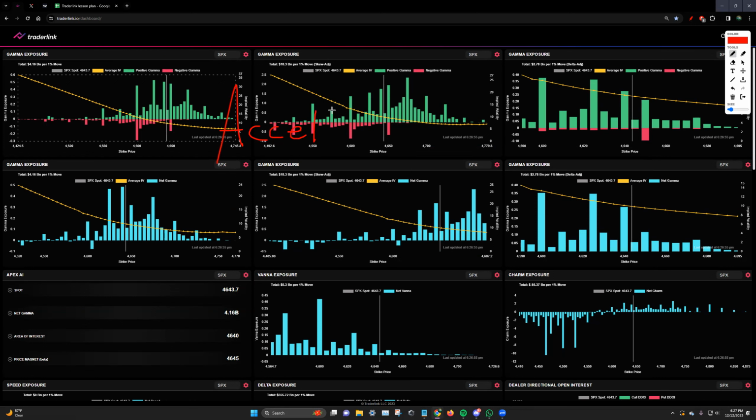ACCEL. I'm stuck now, guys. I think it's one L. I don't want to embarrass myself, but we're sticking with one L. Accelerant effect. Accelerant effect, right?